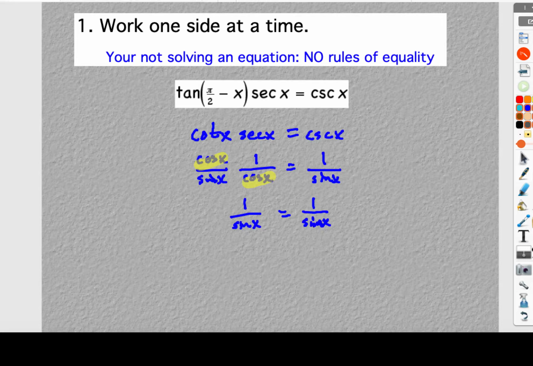And make sure you write those statements out because nobody can dispute that 1 over the sine equals 1 over the sine as long as they're the same angle. Therefore, QED, quod erat demonstrandum, we've proven what we wanted to prove. The left side equals the right side. And if that last statement is true, then that means that the first statement is also a true statement. It's also the same on both sides.